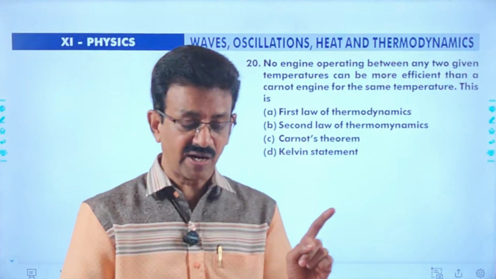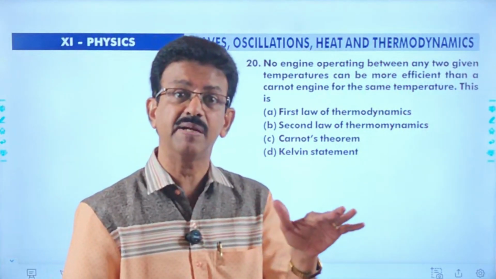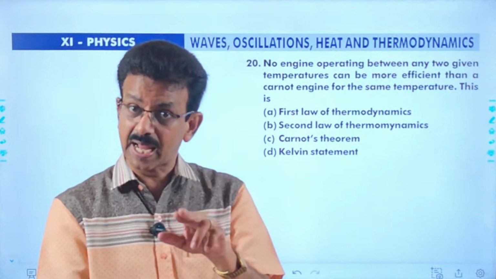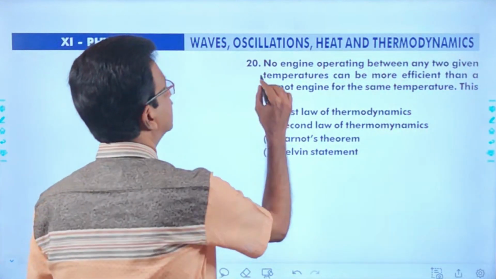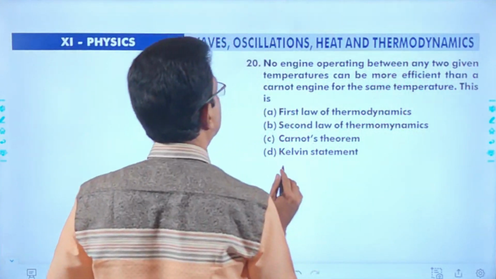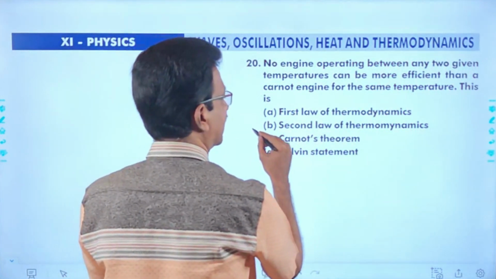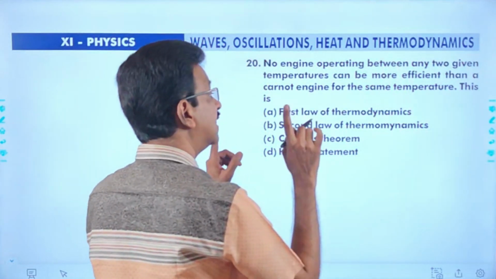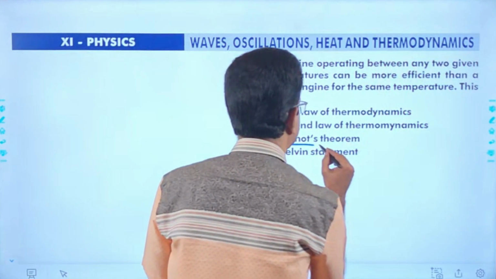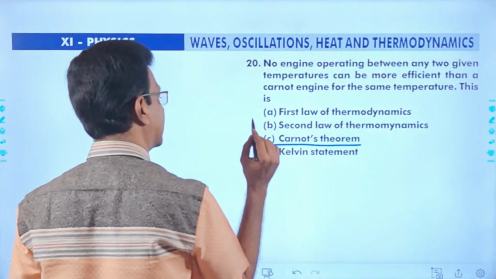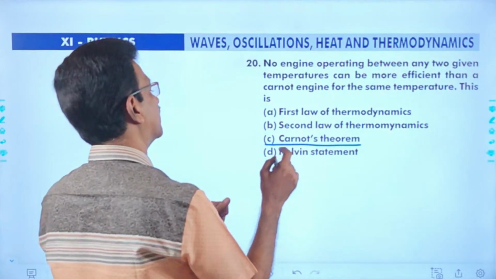Then the third one, Carnot's theorem. It is directly given in the statement: no engine operating between any two temperatures can be more efficient than a Carnot engine. Therefore, here the statement is directly given, and we have to identify the statement. It is not the first law of thermodynamics, not the second law of thermodynamics. Second law means Clausius statement and Kelvin statement. Actually, it is the statement of Carnot's theorem. The Kelvin statement is included in the second law of thermodynamics.